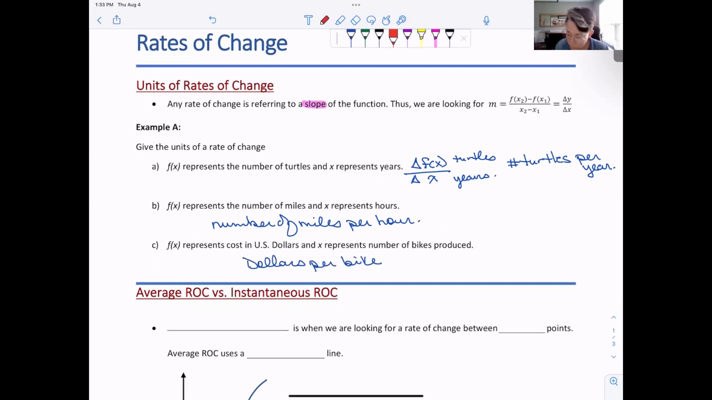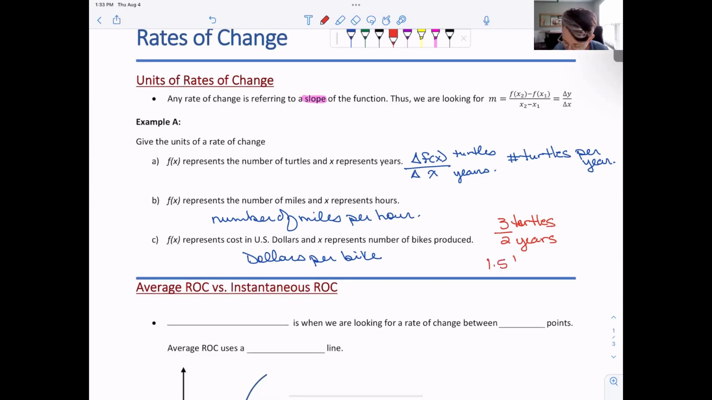We've done slopes before where maybe we had 3 turtles in 2 years, so we have a slope of 3 halves. You could say that there's going to be 3 turtles every 2 years, but if you were to actually divide that, that means 1.5 turtles per year. So generally, we don't separate so many turtles, so many years, so many y's over so many x's. We just divide it or consider it reduced, and it's going to be turtles per 1 year.